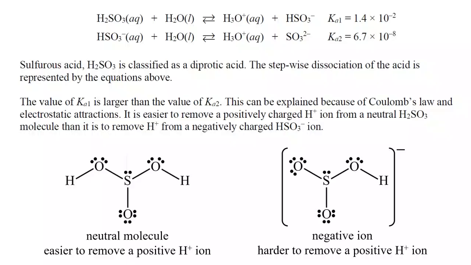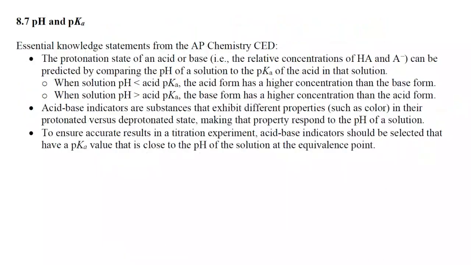Okay, now it's time for me to introduce our next topic in this packet. This is topic 8.7, pH and pKa. Here are some essential knowledge statements from the AP Chemistry course and exam description. The protonation state of an acid or base, that is, the relative concentrations of the weak acid, HA, and its conjugate base, A-, can be predicted by comparing the pH of a solution to the pKa of the acid in that solution.